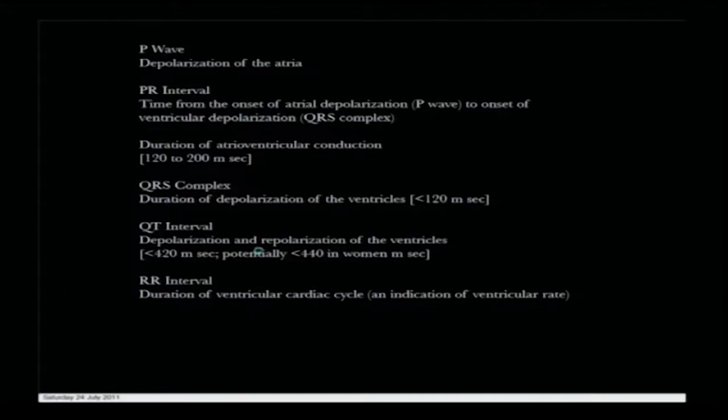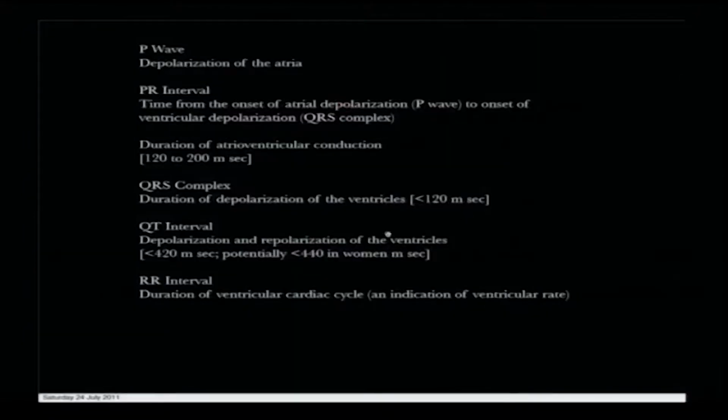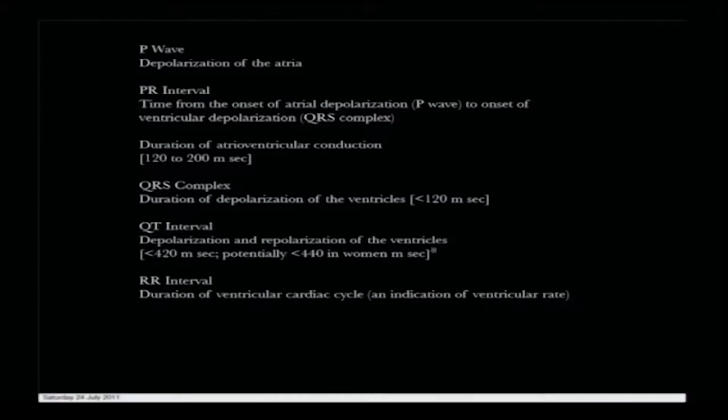Then comes the QT interval. Here is the QT interval, which is essentially the depolarization and repolarization of the ventricles. So, the wave has moved through the lower chambers, and the blood has now been pumped either to the lungs or through the aorta, depending on which side it is going through. The depolarization and repolarization of the ventricle takes less than 420 milliseconds.